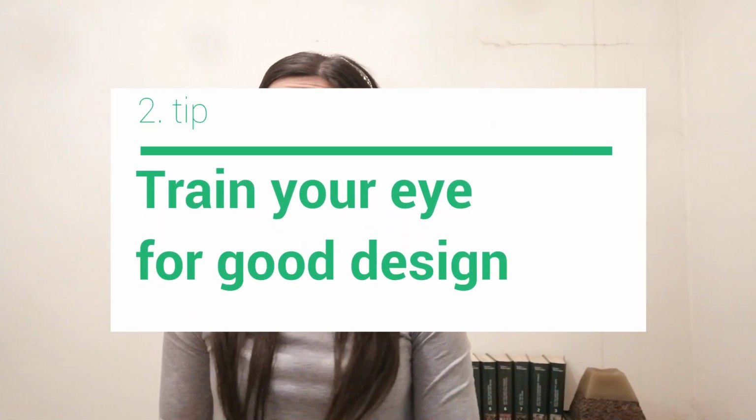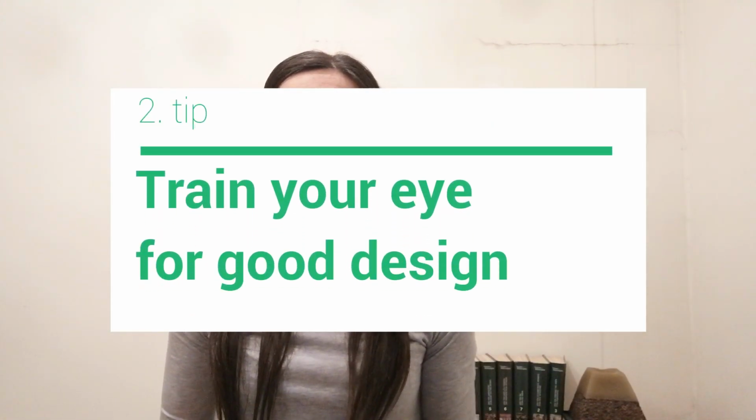Tip number 2 is train your eye for good design. People often say you are the sum of your influences, so as a UI UX designer you need to develop a keen eye for good visual design. For us creative creatures, inspiration is like fuel to our brains. You need to train your eye for good design every single day.